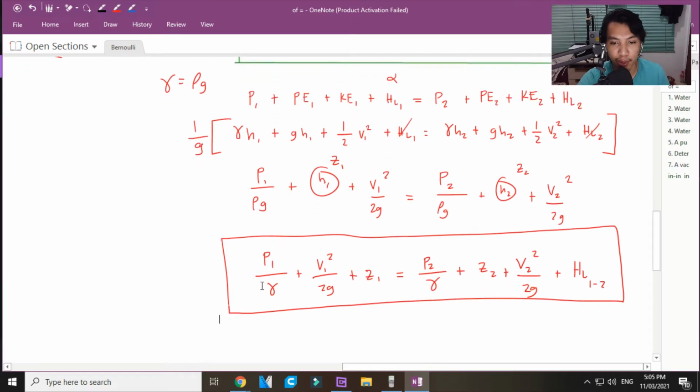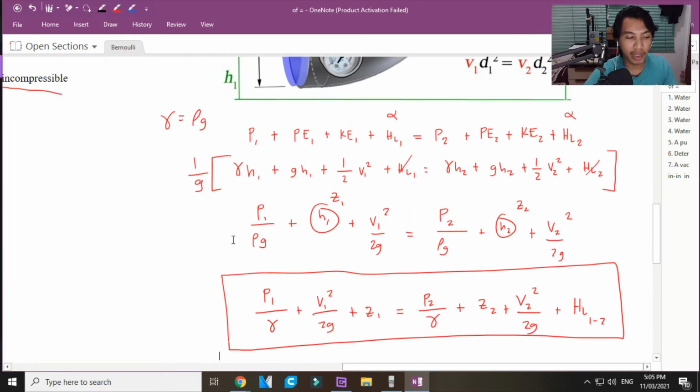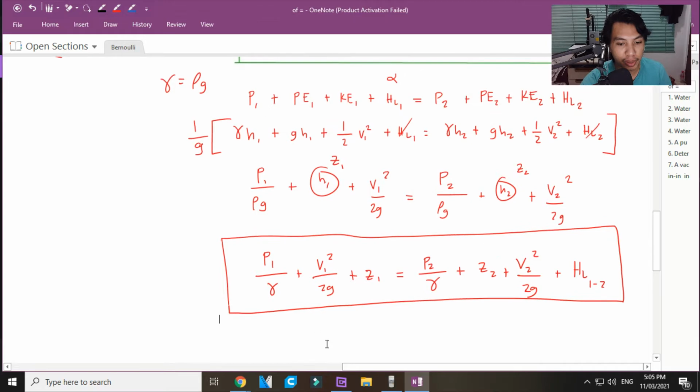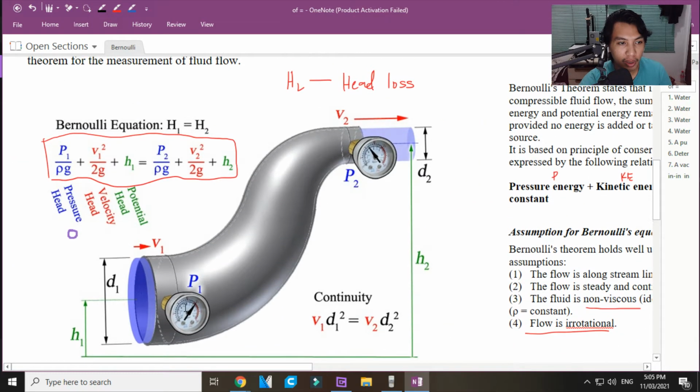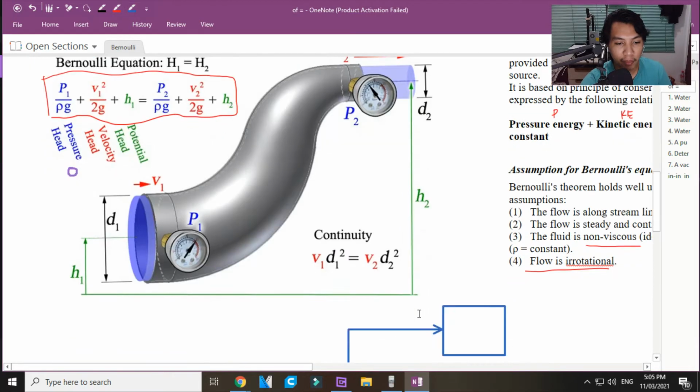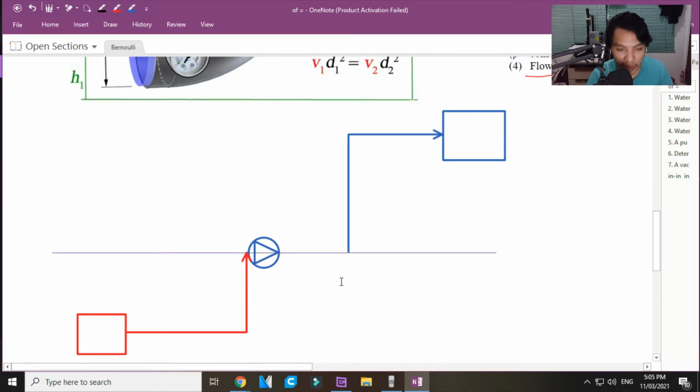Ganyan natin mini-measure yan. Now, we have keynotes here. Okay, we have keynotes. Go to your diagram. Okay. On your diagram, makikita mo H1, H2. Okay? Meron yan. Pag dinagtungan na natin siya ng pump. Okay.